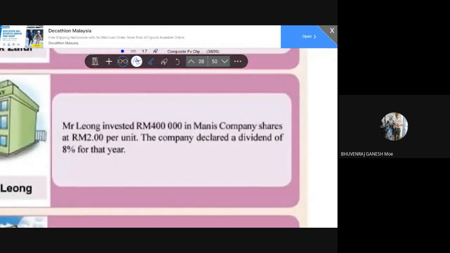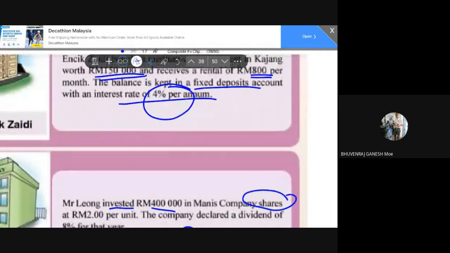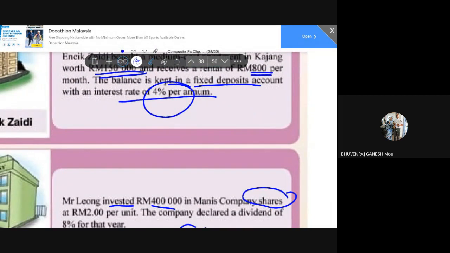Now we see about Mr. Leong. They have the same amount of money invested. He invests in shares and gets dividends. Only one thing here. This guy did a medium cost apartment and also FD. So you see, he did two things here.